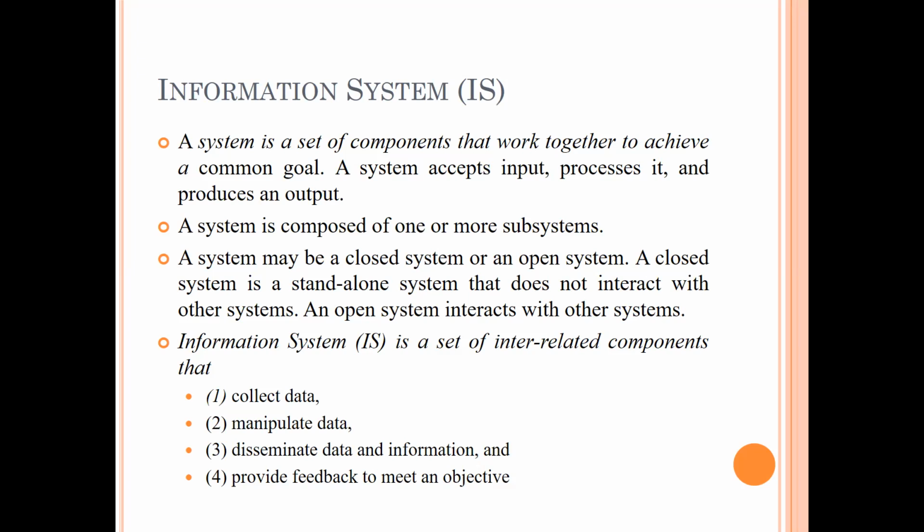In this case, we can then define an information system as a set of interrelated components that collect data, manipulate data, disseminate data and information, and provide feedback to meet an objective. I hope this definition that has been broken down makes sense for you. An information system is just a set of interrelated components that collect data, manipulate data, disseminate data and information, and provide feedback to meet an objective.